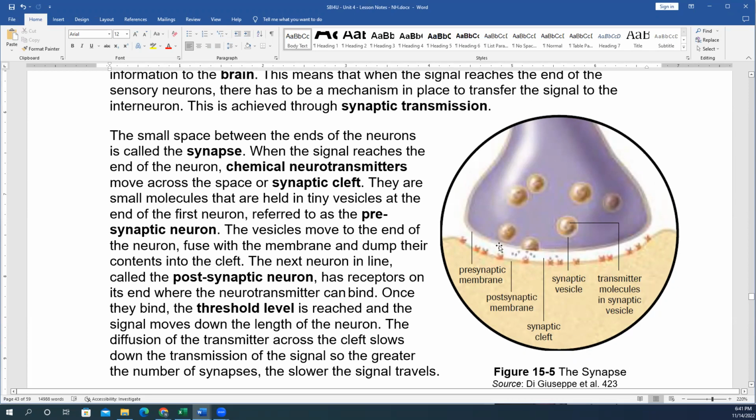It is this diffusion of the transmitters across the cleft that slows down the transmission of the signal, so that you need a greater number of synapses but a slower traveling of the signal.